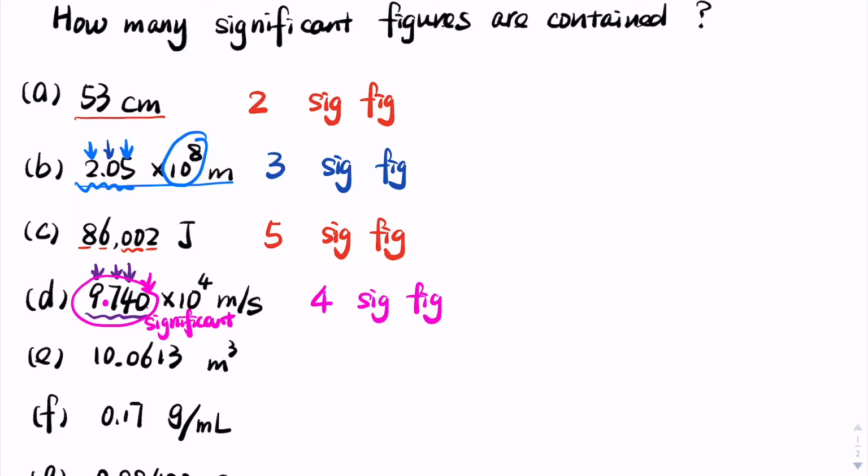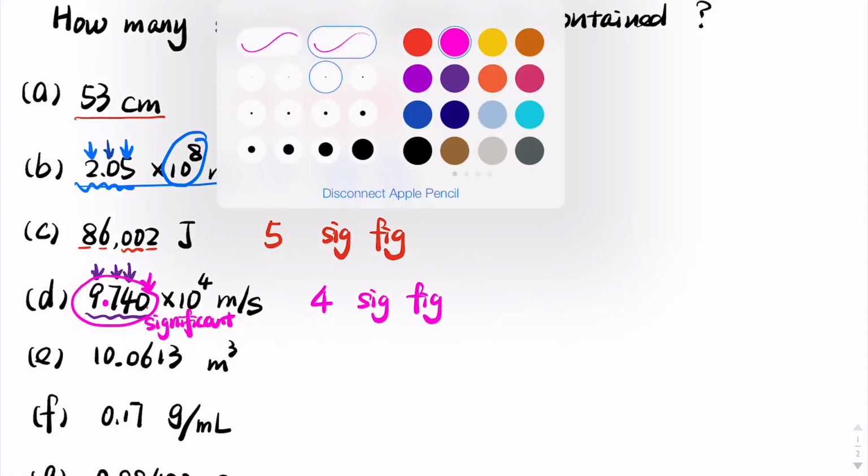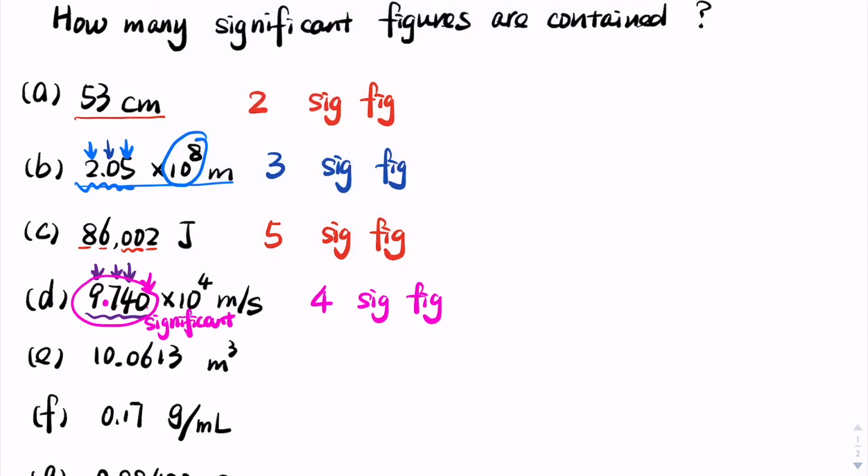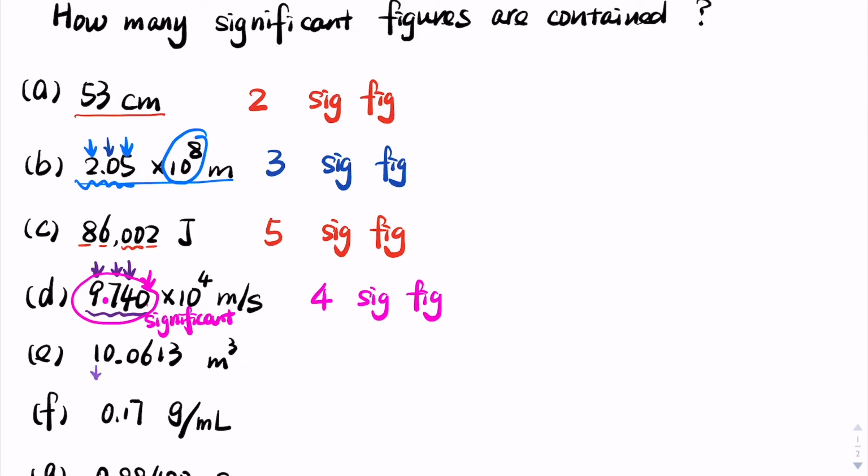Now let's look at the next example: 10.0613 cubic meters. Same old rule, we look at the non-zero numbers, they're all significant, and then the zeros trapped in between. It doesn't matter if you have one before the decimal point and one after, they're trapped in between, so they're significant. You count all the digits: 1, 2, 3, 4, 5, 6.